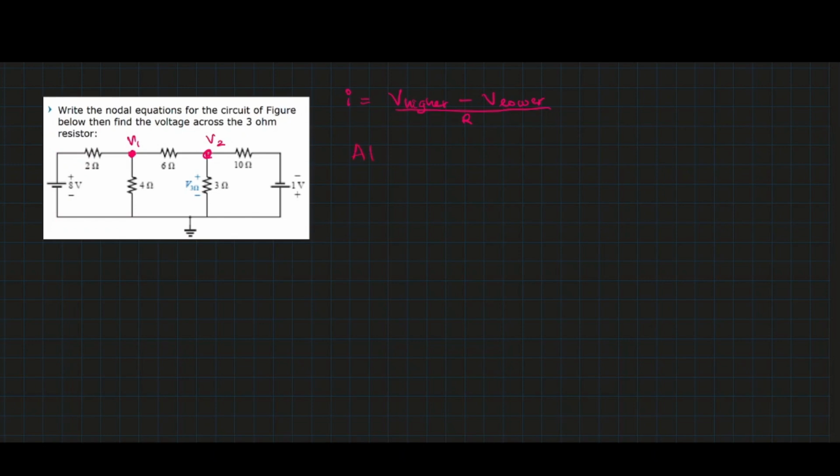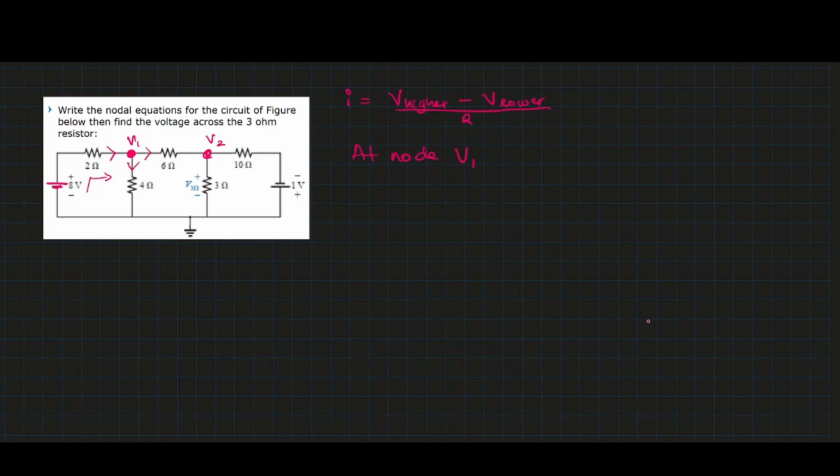So at node V1, what are the currents entering this node and what are the currents exiting this node? Surely there'll be a current that comes from here. I like to think of current going from the negative side of the battery to the positive side of the battery and then coming out powered. So the current is going to flow in this direction, and when it reaches this V1 node, it's going to exit in this direction and in this direction.